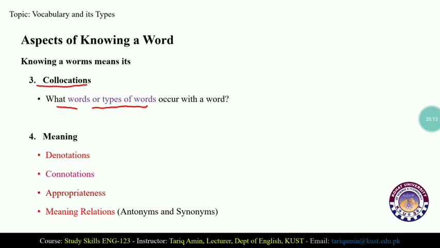And knowing a word also means knowing the collocation of the word. You should know what words or what type of words most of the time occur with a word. And you should know the meaning of a word as well when you say that I know a word. By meaning we mean you should know the denotative meanings of that word, connotative meanings of that word, appropriateness of that word, and the different meaning relations. Meaning relations mean antonyms and synonyms. You should know the antonyms of a particular word and you should know the synonym of a particular word when you say that I know this word. These were the different aspects of knowing a word.